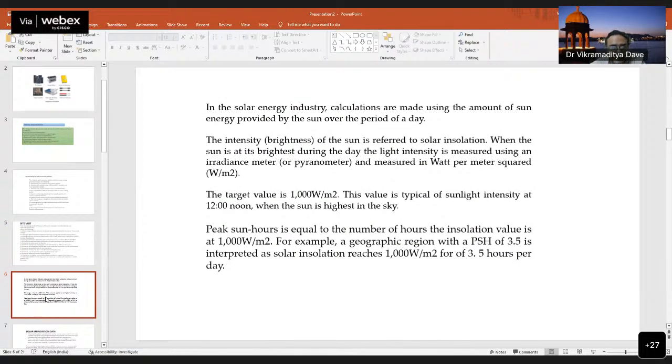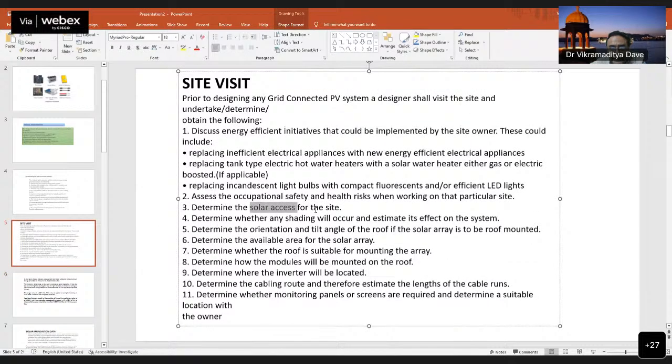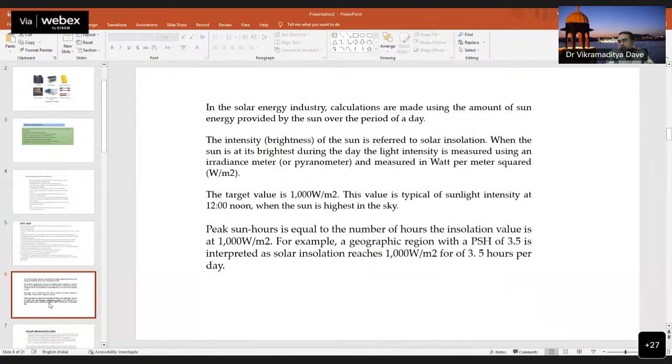Now, sir, I am proceeding further. After the site visit, I have told you one important point in the site visit: determine the solar assets for the site. So definitely you will say, sir, how to assess the solar radiation? Because all your calculation depends upon the amount of solar energy provided by the sun over a period of day at that particular place.